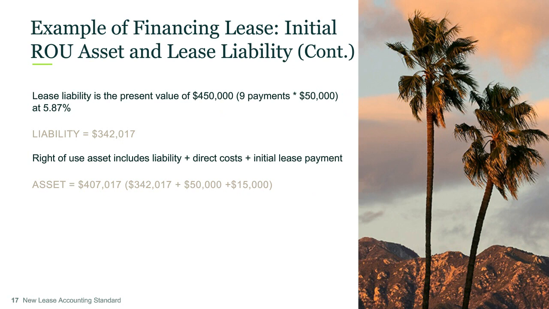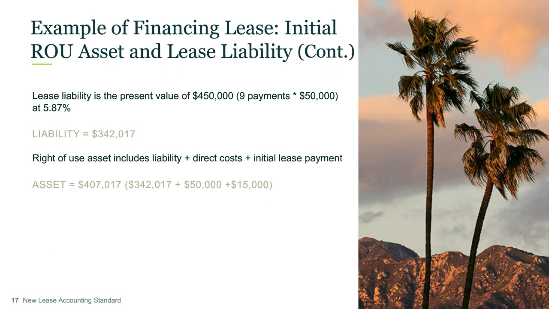The first item we will calculate in this example is the lease liability on day one of the lease arrangement. As you may recall, lease liabilities represent the net present value of the future cash flows associated with the lease arrangement. In this case, that represents 9 years of payments at $50,000, discounted at the stated rate of 5.87%, or approximately a $342,000 liability. Again, this liability will continue to be reduced in the future by those remaining 9 $50,000 payments over the lease term.